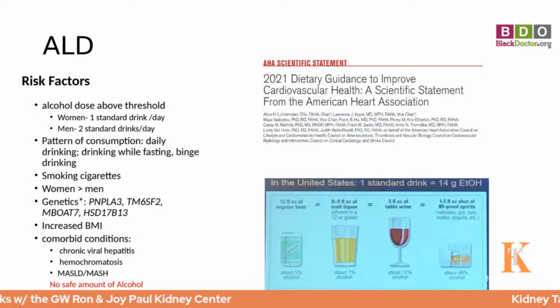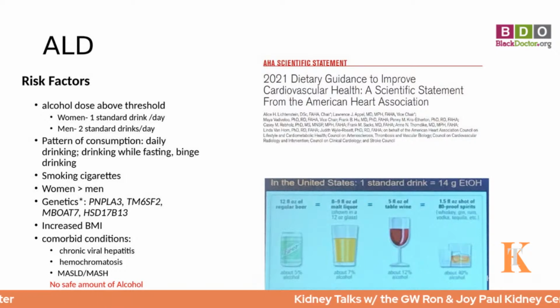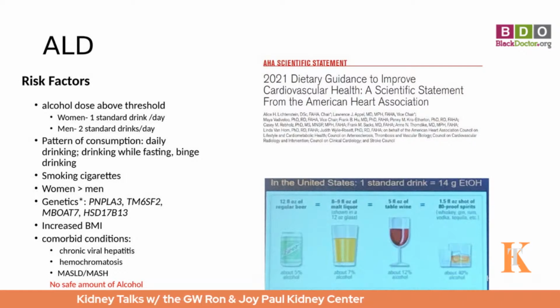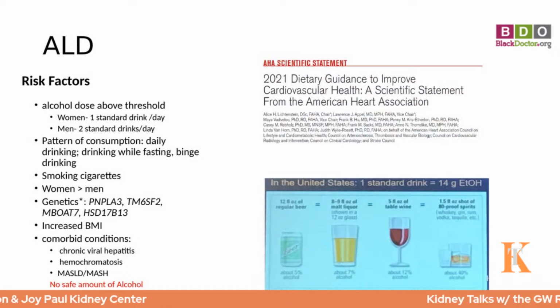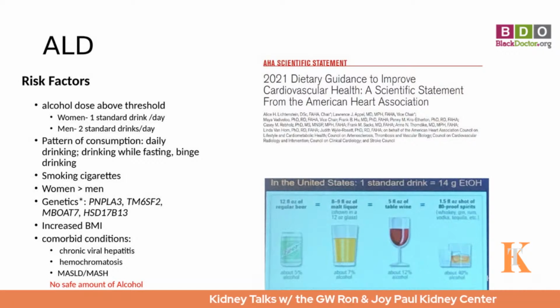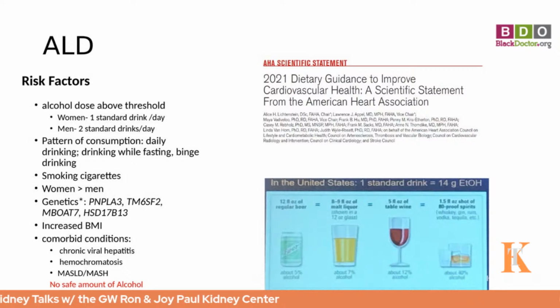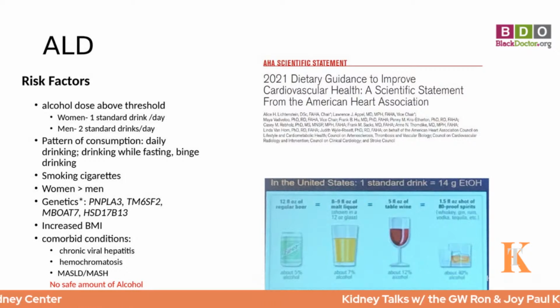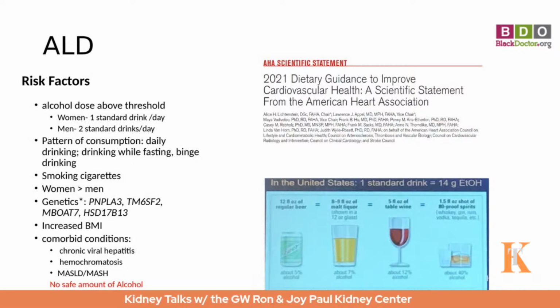This tends to happen more in women than men. As you can see, women have less of a tolerance threshold there. There are some genetic components as well that can put someone at a higher risk for developing alcoholic liver disease, as well as an increased body mass index, obesity, or other liver diseases. One thing to remember is that if they have other liver diseases, viral hepatitis, or metabolic associated steatotic liver disease, that fatty liver disease, there's no safe amount of alcohol.